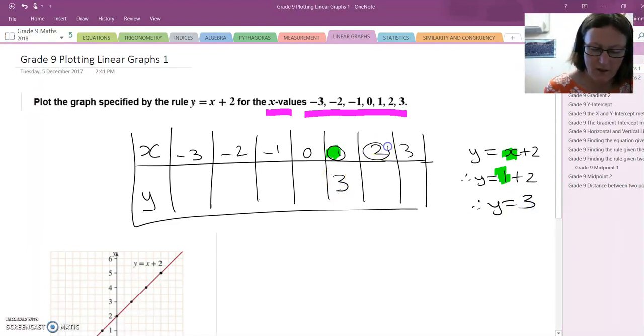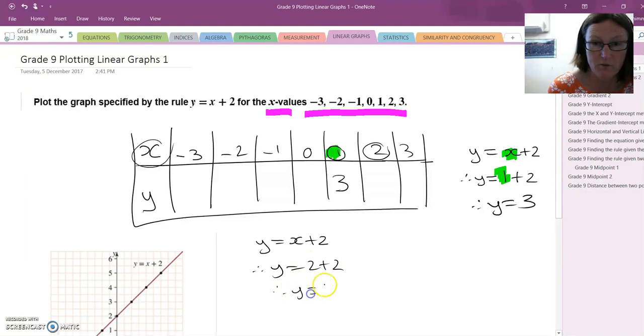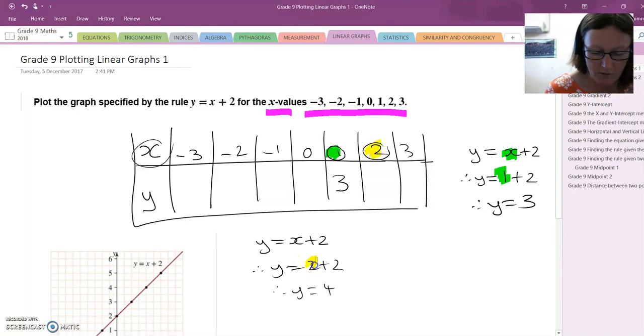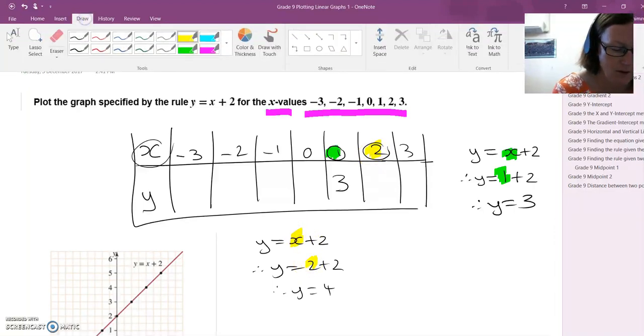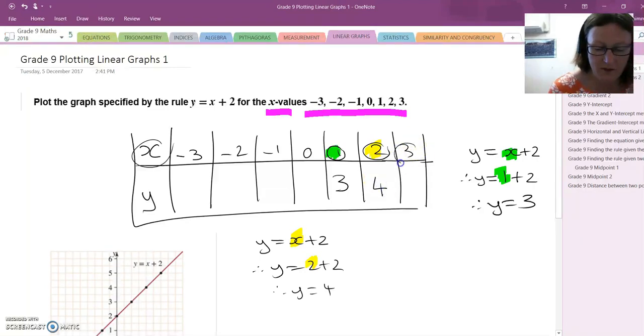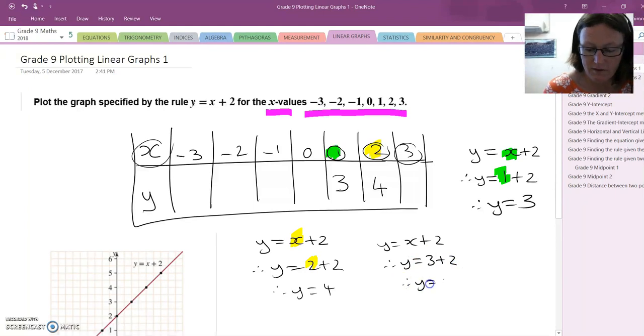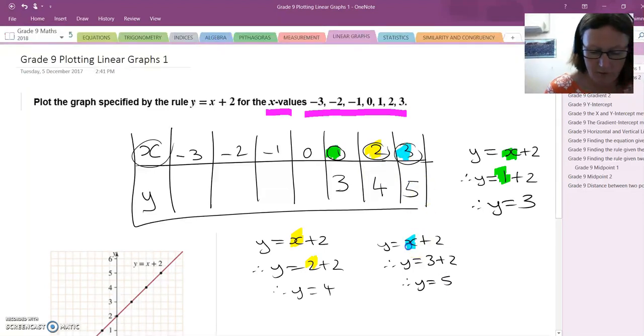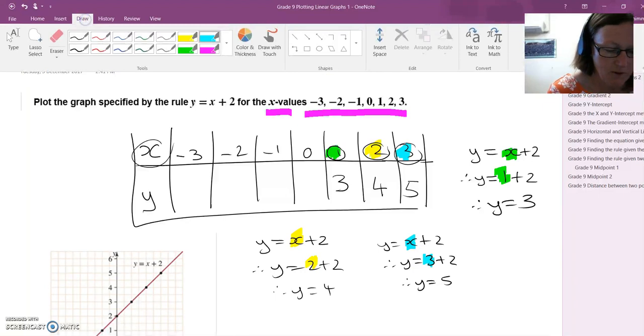Let's do this next. I'll write out my equation, and instead of x this time, I'm going to put 2. Because x here is 2. So y is 2 plus 2. So y is equal to 4. So in this example, what I've done is x is 2, I've put the 2 there instead of x. So it's 4. Let's do our next one. Y is equal to x plus 2. Instead of x, I'm going to put 3. And 3 plus 2 is 5. So that 3 I've put here instead of x. I keep doing that for the whole table.